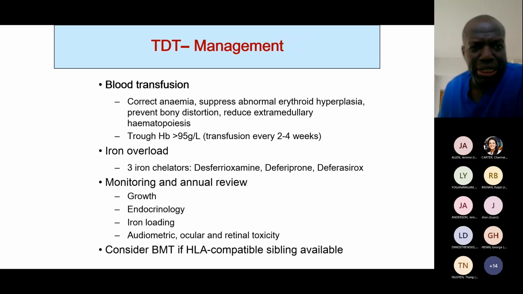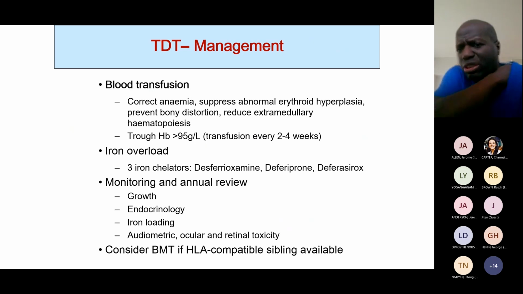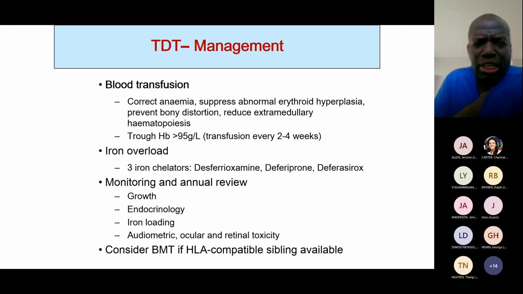So, as I alluded to earlier, blood transfusion is the cornerstone of therapy, and we have a hemoglobin target of around 95, depending on the patient, to reduce the complications that I've alluded to and are listed there. Iron overload, as Musin's already described, is managed with one of those three agents, and patients require regular monitoring.